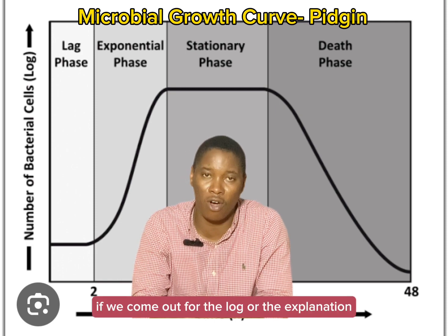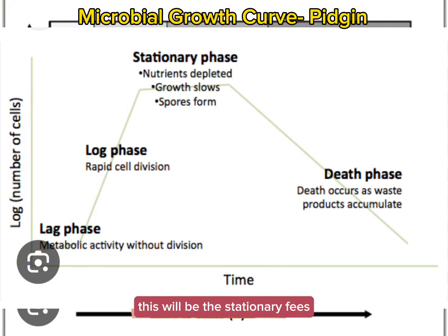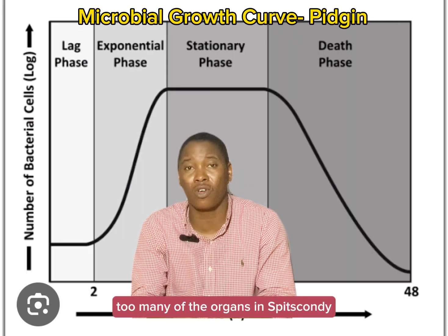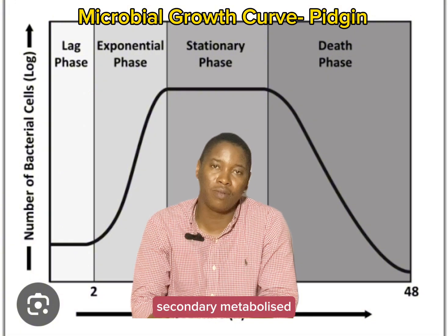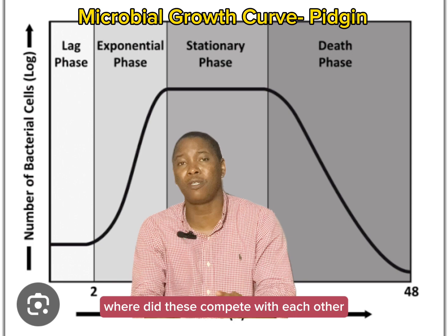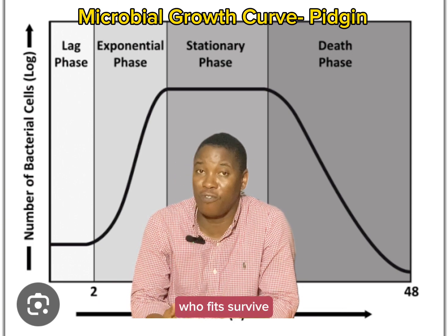Now, if we leave the log or exponential phase, we go to the next phase, which is the stationary phase. In this stationary phase, nutrients have reduced, they are not plentiful as before. So there is serious competition between the organisms, because nutrients and resources are not as available as before. At this time, many of the organisms may release what we call secondary metabolites. These are different kinds of chemicals they use to compete with each other, trying to reduce the growth of the others so that they themselves can survive.